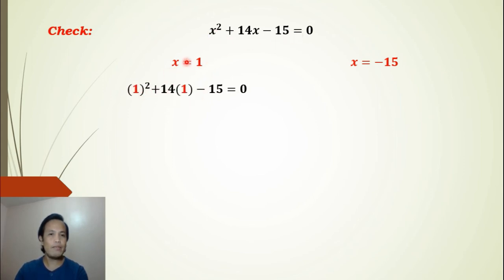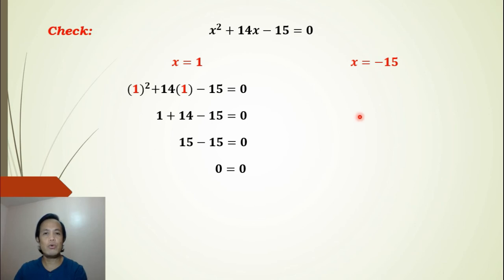So that's why we have here x squared. Instead of writing x, we change that with 1. So that's why we have here 1 quantity squared plus 14 times the x is 1. Then we simplify. The square of 1 is of course 1. Then 14 times 1 is 14. Then 1 plus 14 is 15. Minus 15 is of course 0. So we got a balanced equation for the first value. Now let's proceed to our second value, which is negative 15.